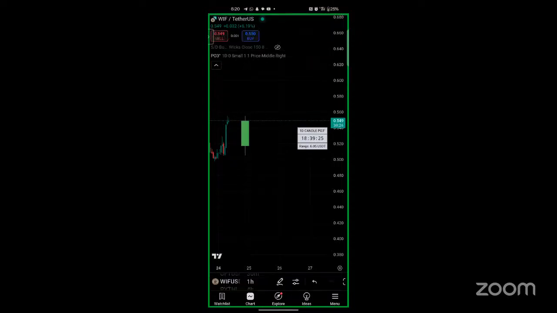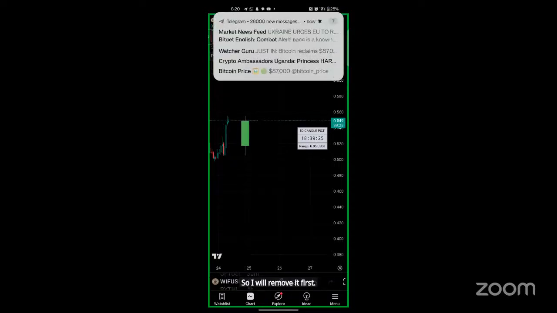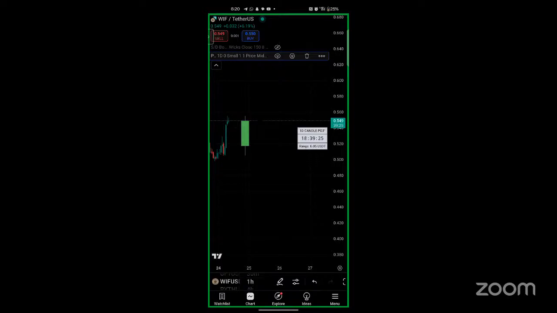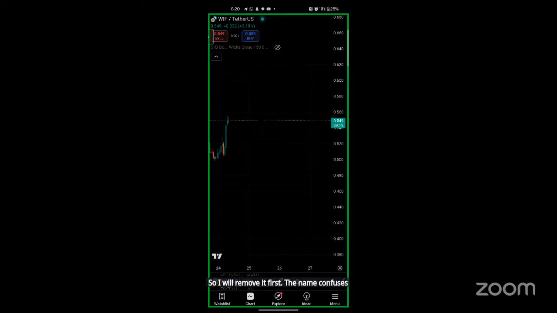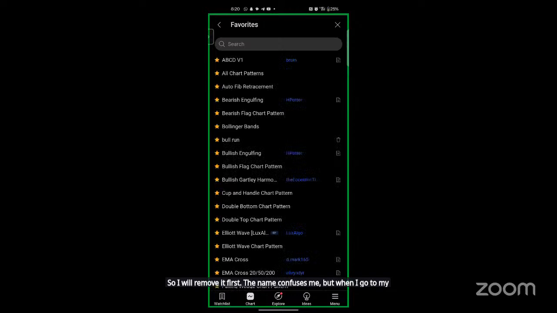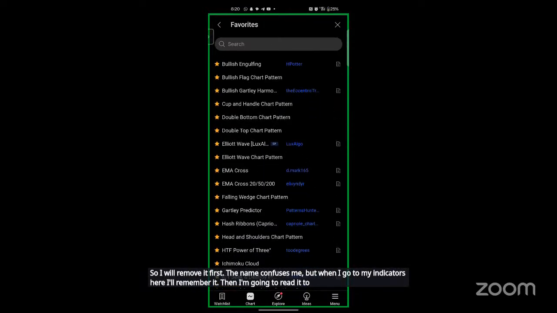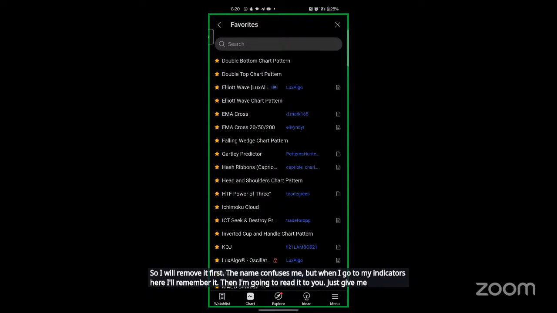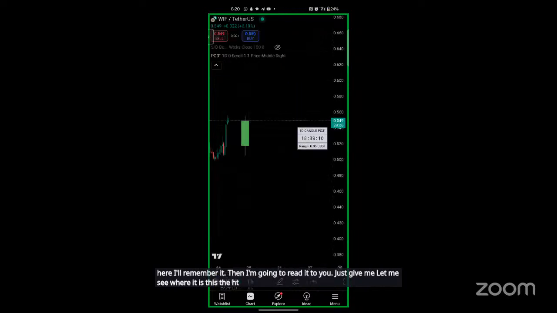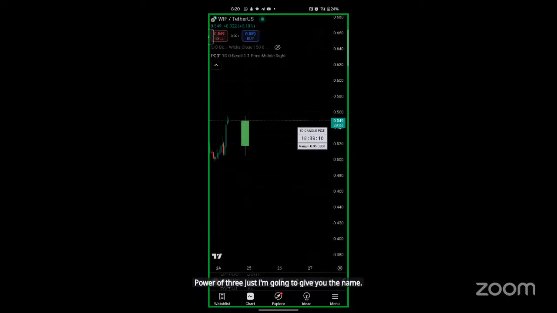So I will remove it first. The name confuses me, but when I go to my indicators here, I'll remember it. Then I'm going to read it to you. Let me see whether it is this, the HT power of 3. I'm just going to give you the name. Good. So it's the one.